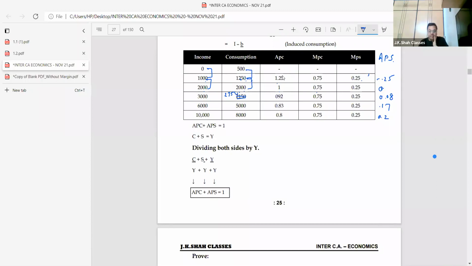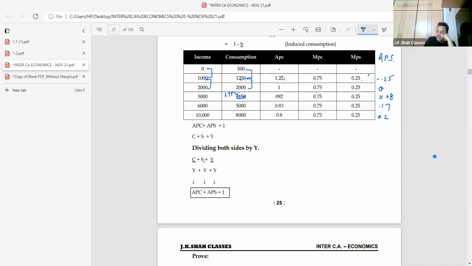$20 to 2750, it's 750 divided by 1000. So 0.75, 0.25, right? Then come on. How much is it? 2750, say, how much has it gone up to 2250? And this has gone up by what? Come on, 3000. So 2250 upon 3000 will give you 0.75 and 0.25.